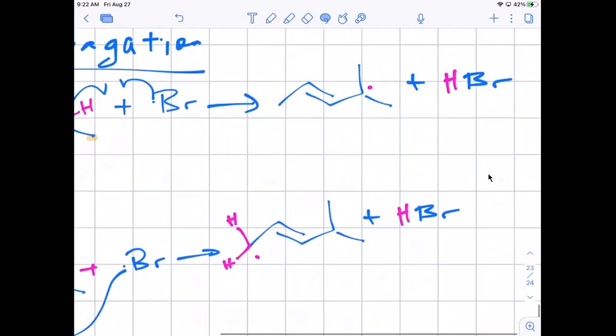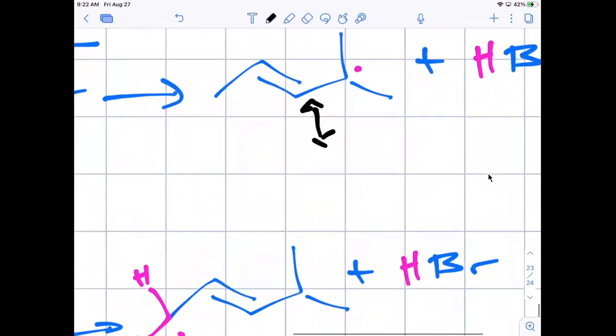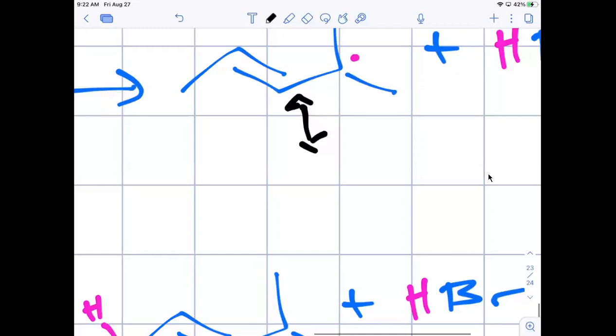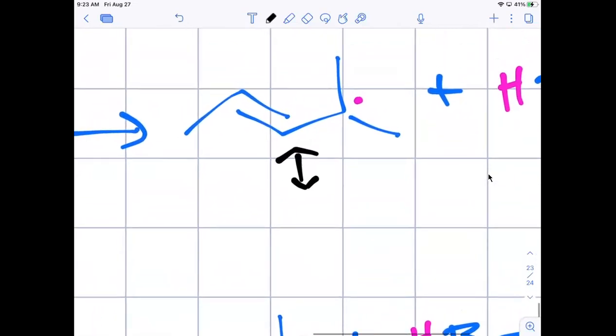All right, so for this top one, there's always a double-sided arrow when you're indicating resonance, because the resonance forms are interchangeable. You can go from one to the other. And it's constant. Although some resonance forms are more energetically favorable than others, it's still interchangeable. So how would I show this radical up top?